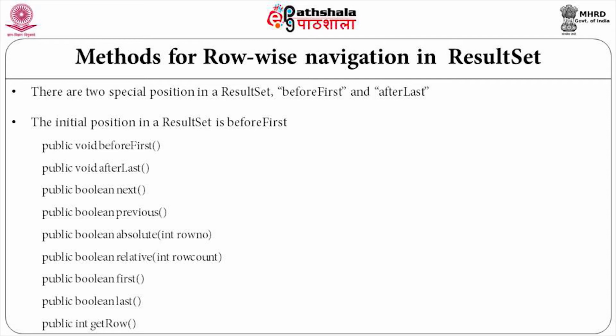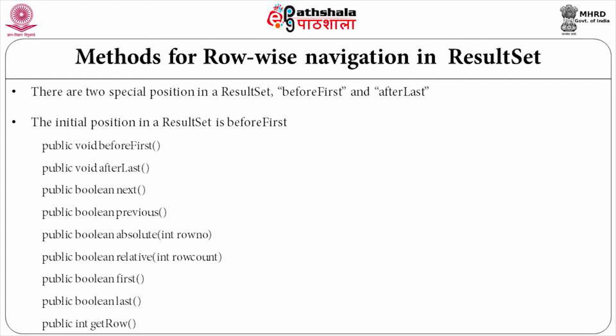So we have the method called getRow. When you say getRow, it gives us the current row number, as an integer value. So move to the last row and get the row number, that's it. That way you can find the total count of how many rows there are. So that's navigation: row-wise movement and getting to know the current row number.